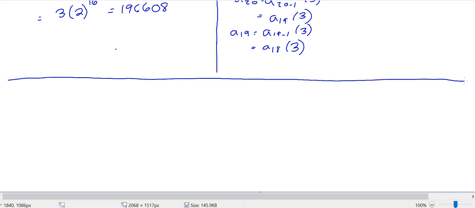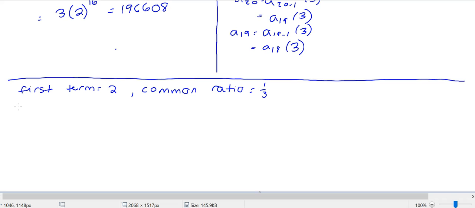On the Regents, you might be given a scenario and told to write either a recursive definition or an explicit definition for that scenario. Let's say you're given a scenario where the first term of a sequence is 2 and the common ratio is 1/3. So each term you're multiplying by 1/3 to get the term after it.